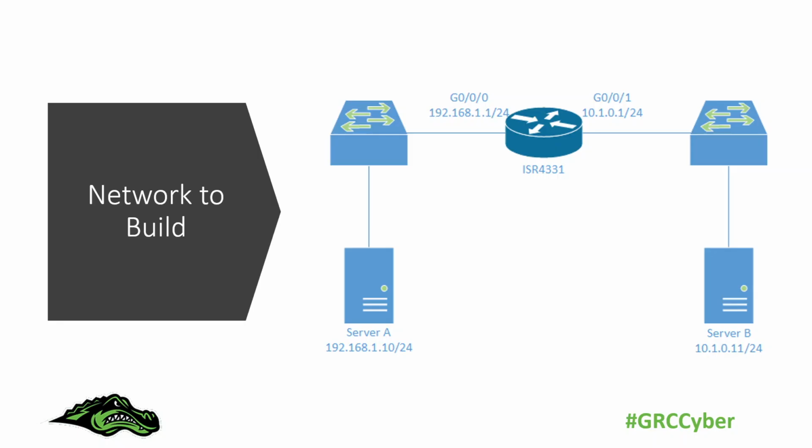For this example, this is our network environment, and I'm going to be configuring those two switches right there. I'm going to be configuring them with the second address in each of those networks. So the switch on the left is going to be 192.168.1.2, and the one on the right will be 10.1.0.2. So let's get started.